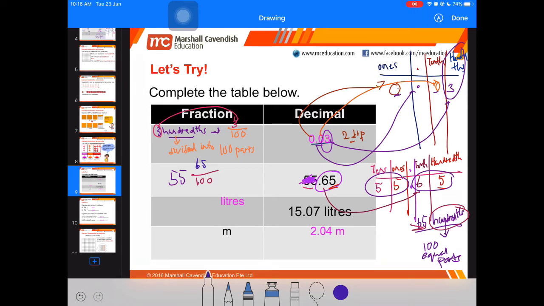Okay, so remember there's two decimal places. So the denominator is 100, like 2 zeros. This is how I remember. Now can you try to do the 15.07 and the 2.04?